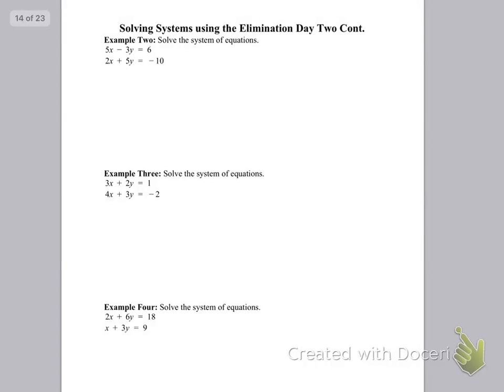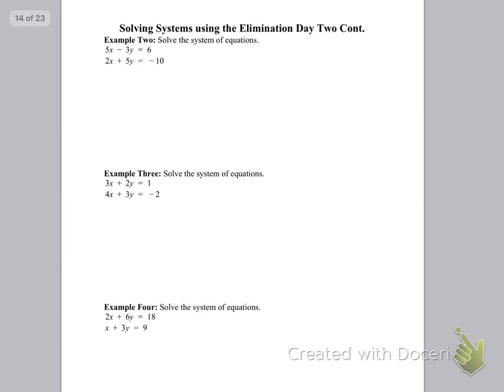Okay, we have 3 more examples to go through. So example number 2. Remember, my first step is to pick a variable to eliminate. So I'm going to look at each term and figure out which one's going to be easier. So the first one, I have 5x and 2x. Nothing really too crazy we can do there.